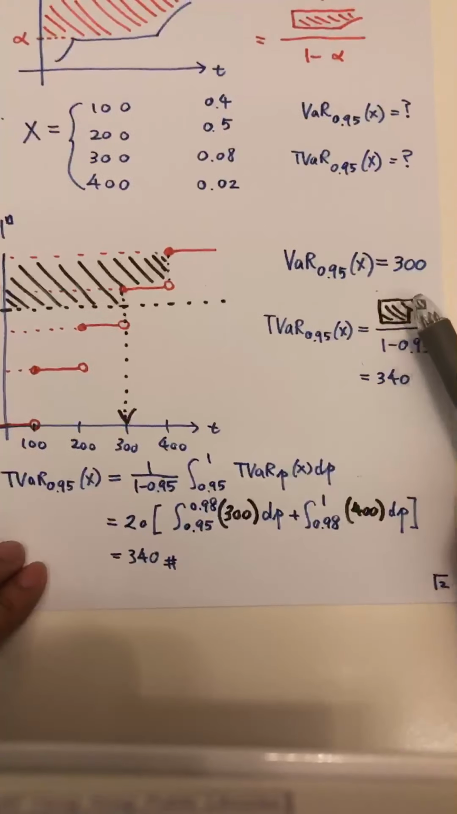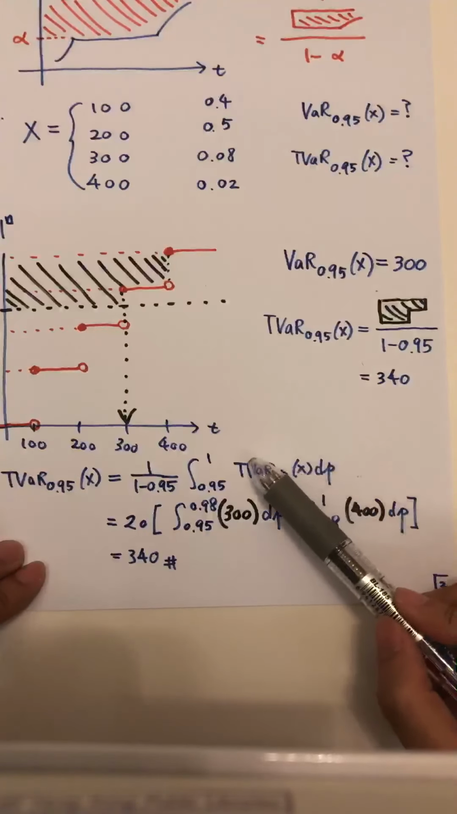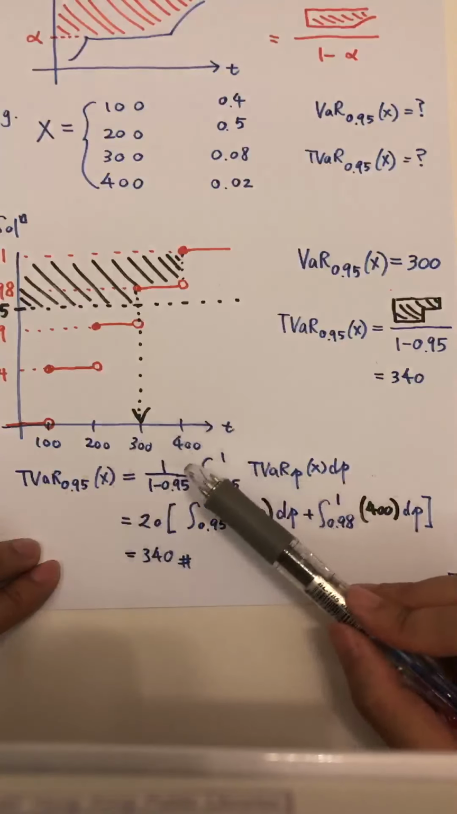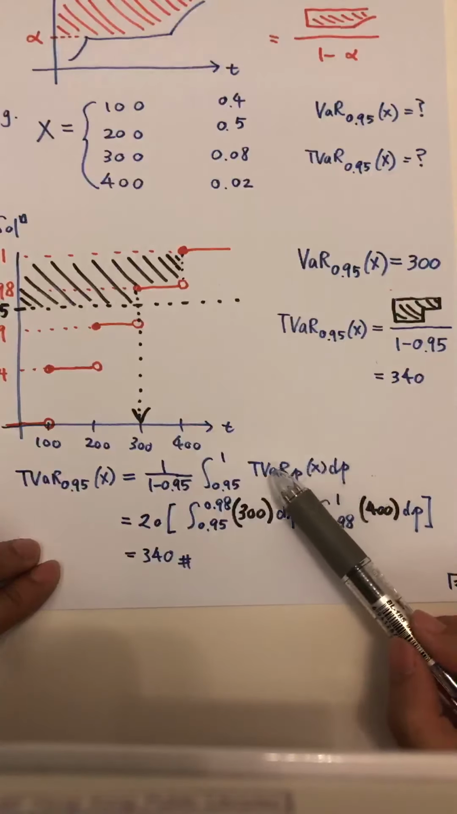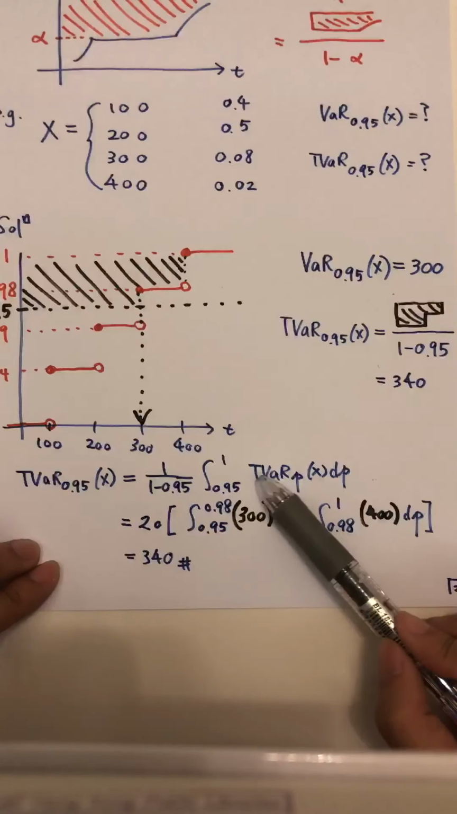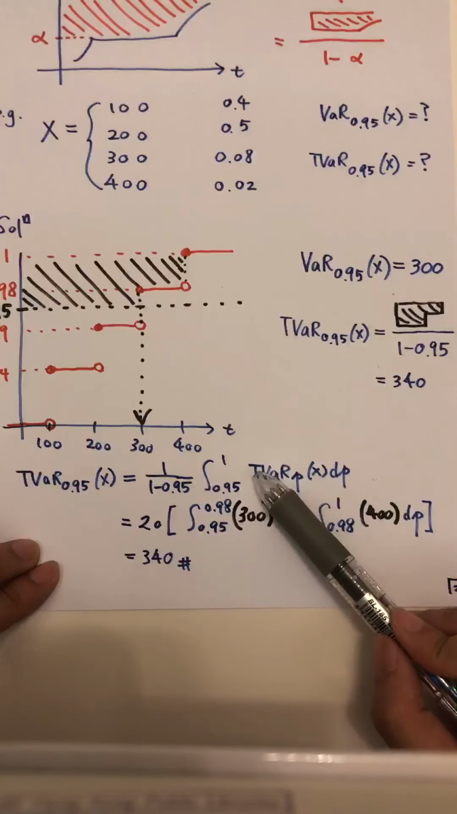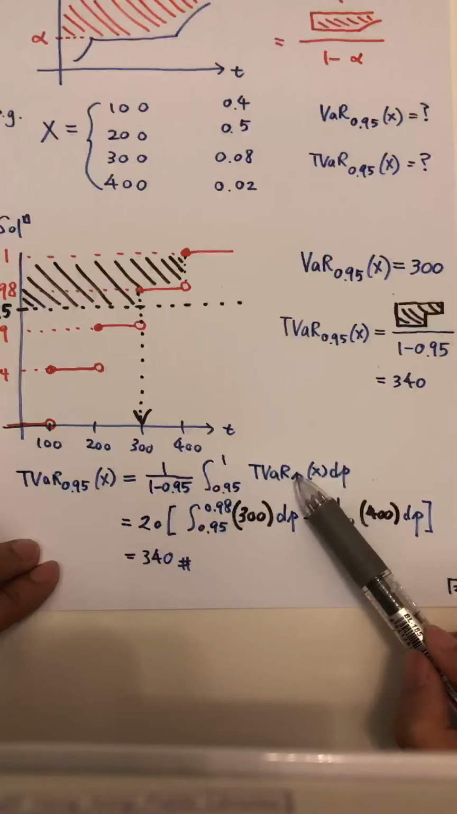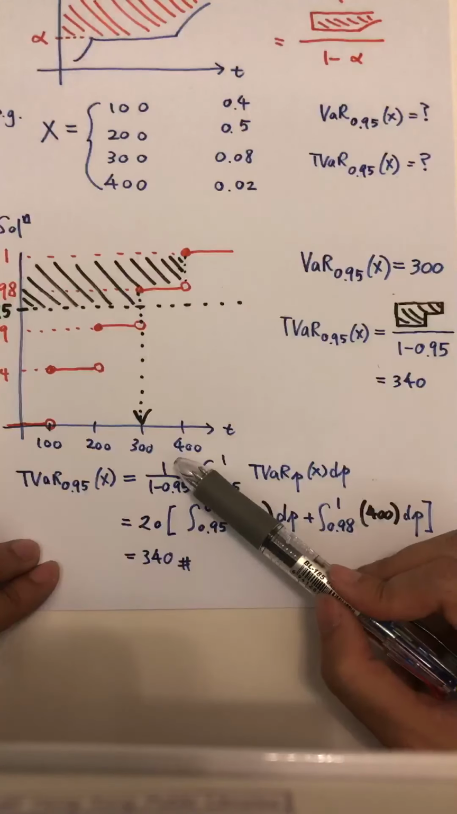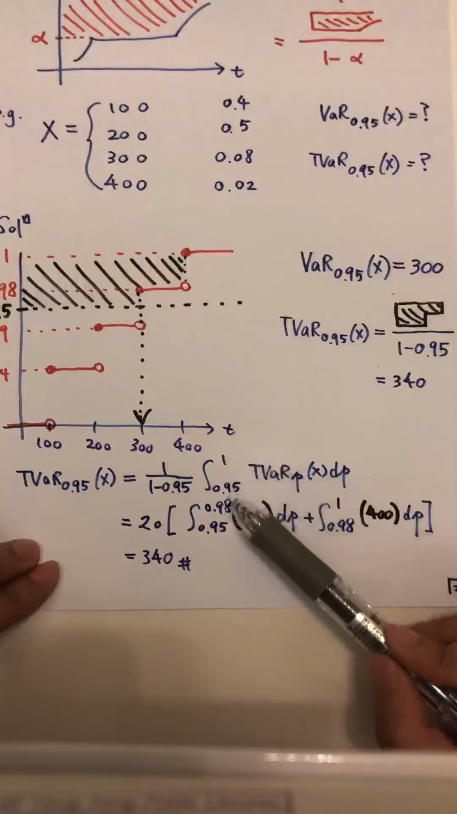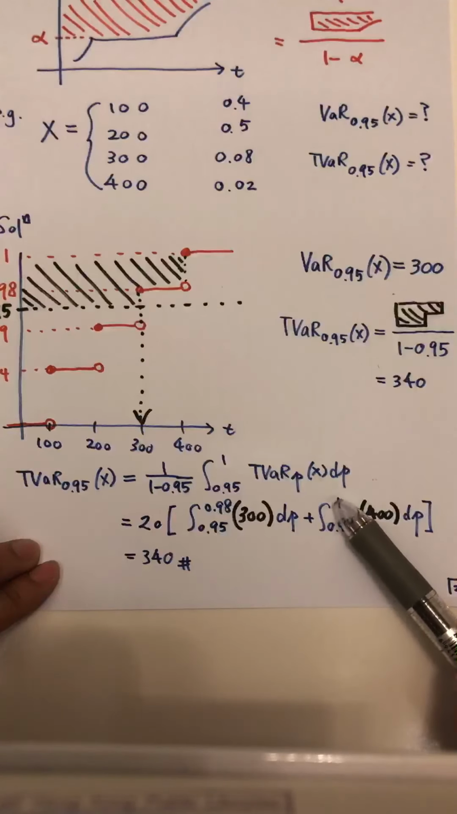Alternatively, if you don't use the area method, you can use the definition. By definition, the 95% T-VaR is the integral of, this is not T-VaR, this is VaR, so this is a mistake. It is the integral from 0.95 to 1 of the value at risk of x at level p, and then divided by 1 minus 0.95. For this integral, we chop it into 2, from 0.95 to 0.98, and then from 0.98 to 1.